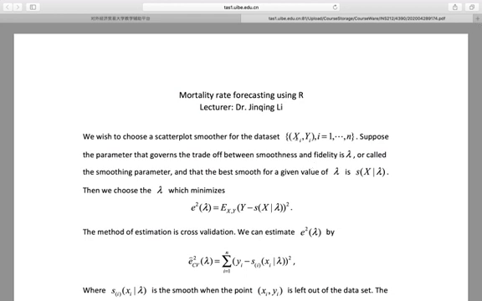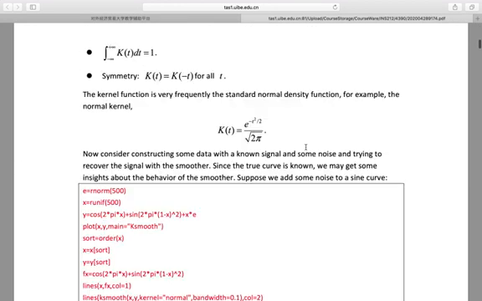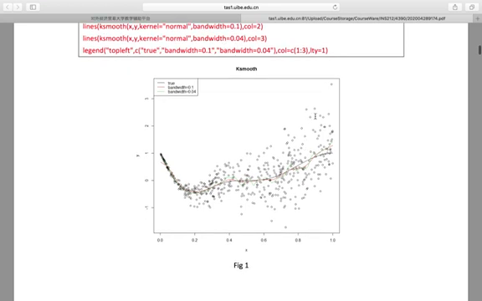So given (xi, yi), or given the circle points in this plot, our task is to find a smooth curve that can be used to represent these circle points as accurately as possible. The method of searching for this smooth curve in this section is called the smoother.